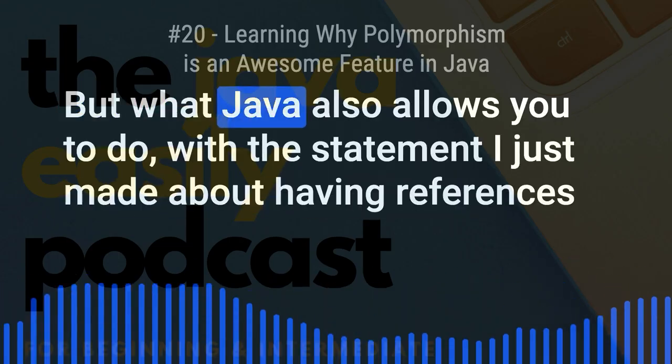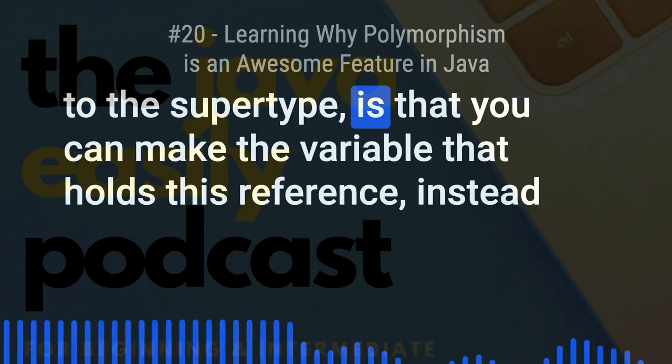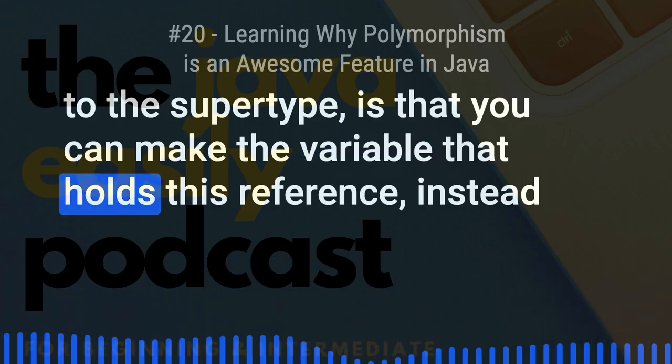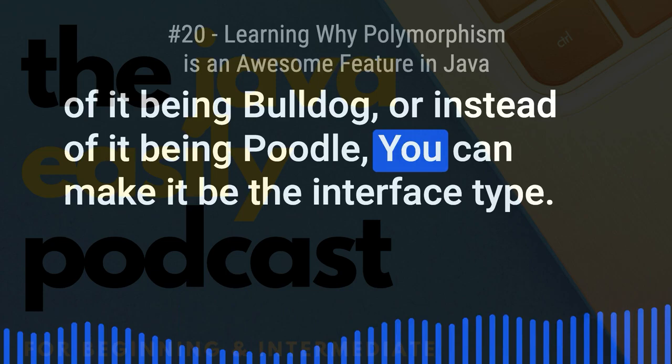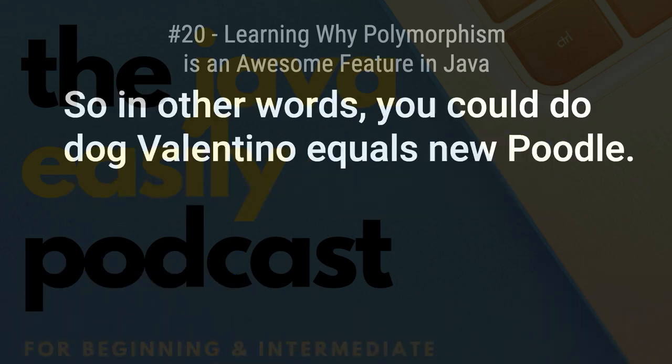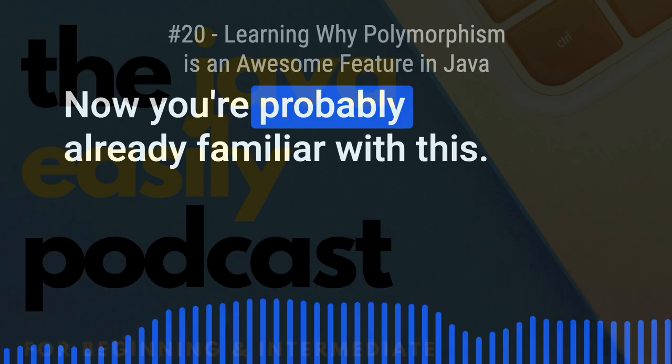That's fine. But what Java also allows you to do, with the statement I just made about having references to the supertype, is that you can make the variable that holds this reference, instead of it being Bulldog or instead of it being Poodle, be the interface type. So in other words, you could do Dog valentino = new Poodle(), or you could do Dog romeo = new Bulldog(). Now you're probably already familiar with this.